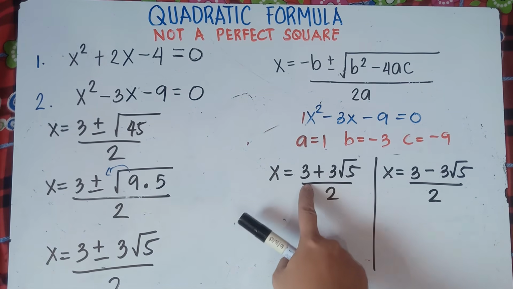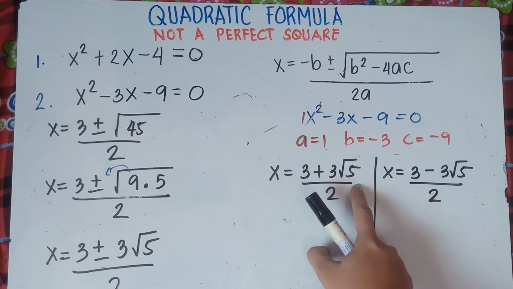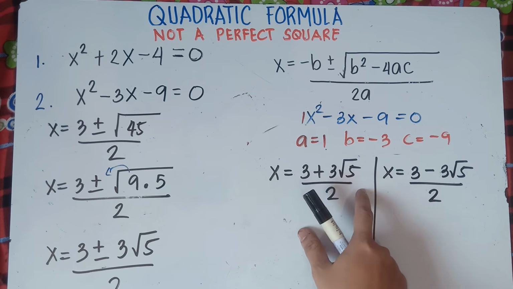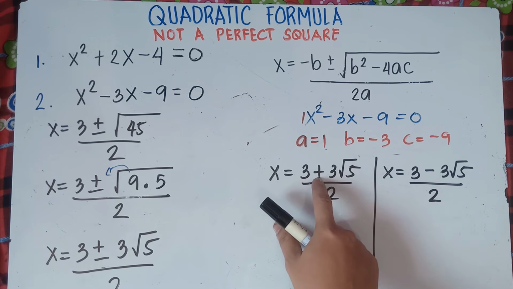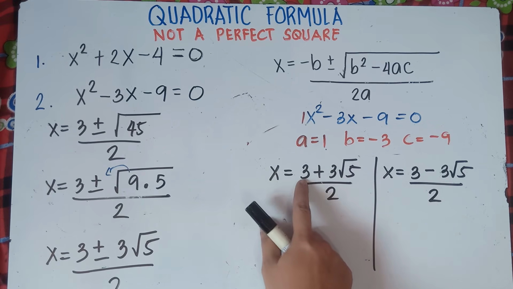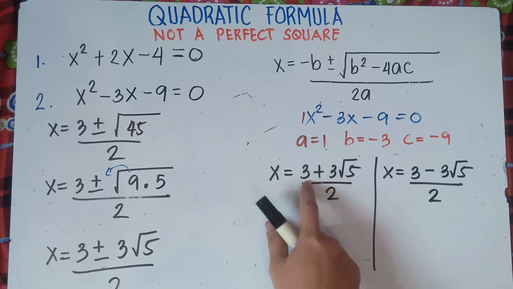Since we cannot combine, can we combine 3 and 3 square root of 5? Nope, we cannot combine, class. 3 plus 3 square root of 5, we cannot combine that one, because this 3 doesn't contain a radical. Can we divide 3 by 2? Nope, we cannot divide 3 by 2. That cannot be. So therefore, you can have that answer, class.